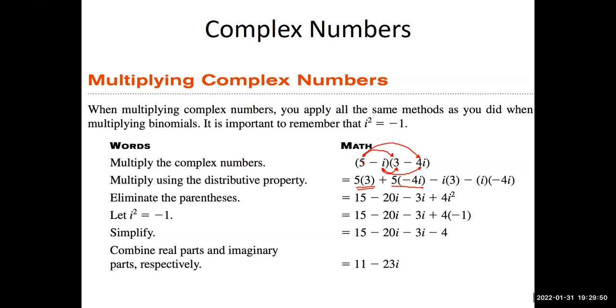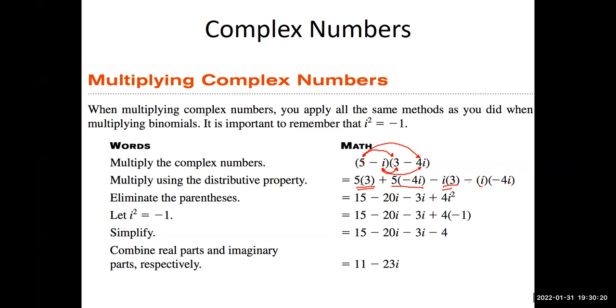So, next we have, di ba, we have negative i. Okay? So, we have negative i multiplied by 3. And then negative i multiplied by negative 4i. Di ba? Okay. So, na-distribute na natin. Then, let's do the operation.